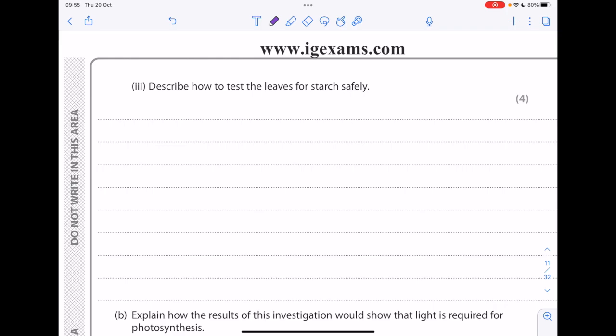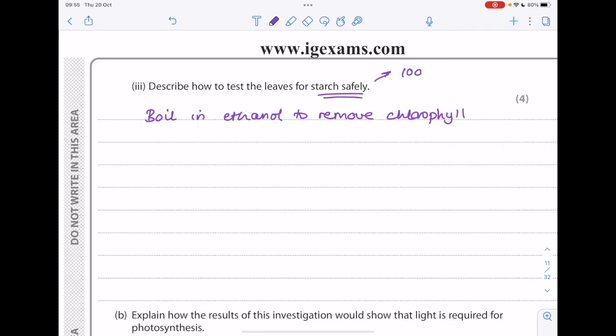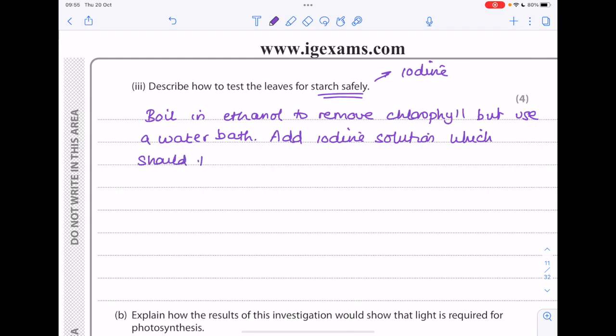Describe how to test the leaves for starch safely. There's a key word. So you need to boil in ethanol, remember, to remove chlorophyll, because that green of the chlorophyll will obstruct the iodine which we need to test for the starch, but use a water bath. There's the safety aspect. Now add the all-important iodine solution, which should turn blue-black if starch is present. And add another safety feature, wear safety goggles.